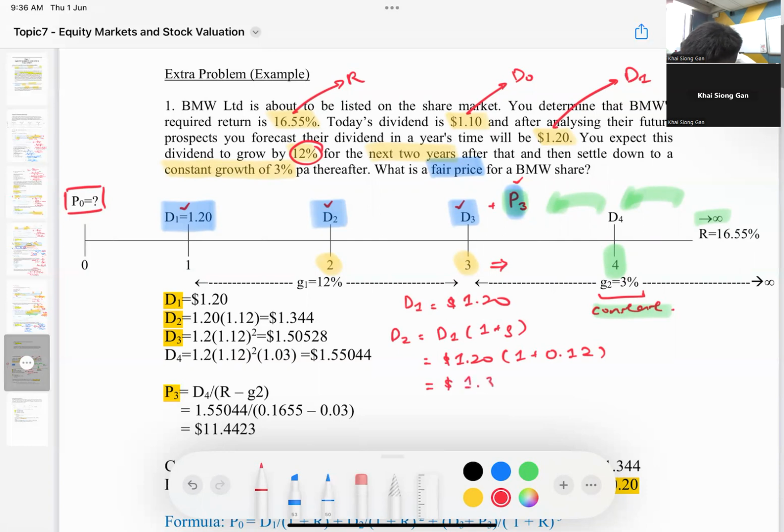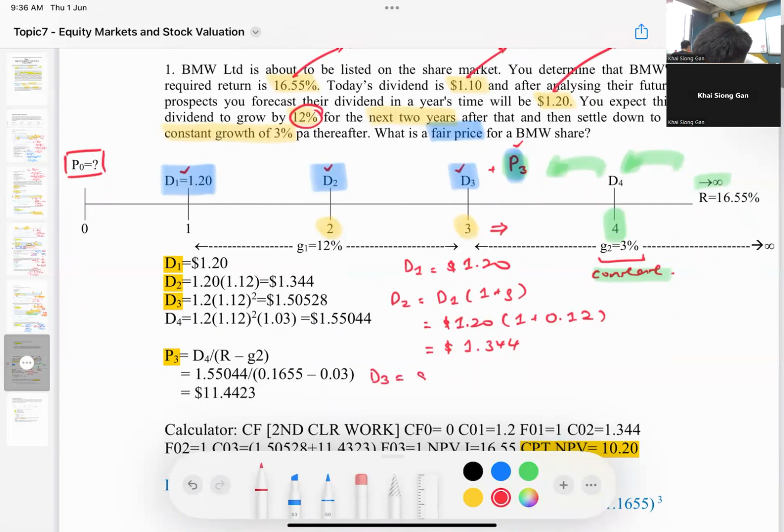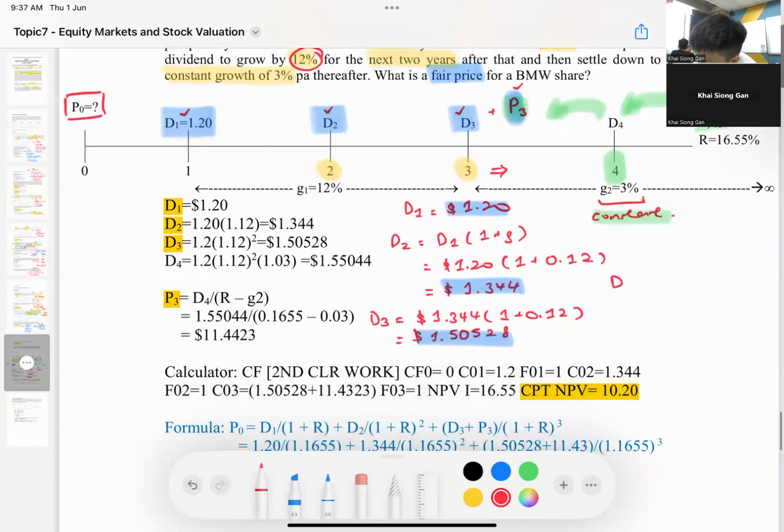So what do you get? You should get 1.344. Okay, then after that you calculate D3. Then you will get, let me know if the value is incorrect, 1.50528. So we have these three values already. Then I want to calculate P3. But to calculate P3, I definitely need to get D4, right? So I calculate D4 first. Okay, D4, 1.50528 bracket 1 plus 0.12.